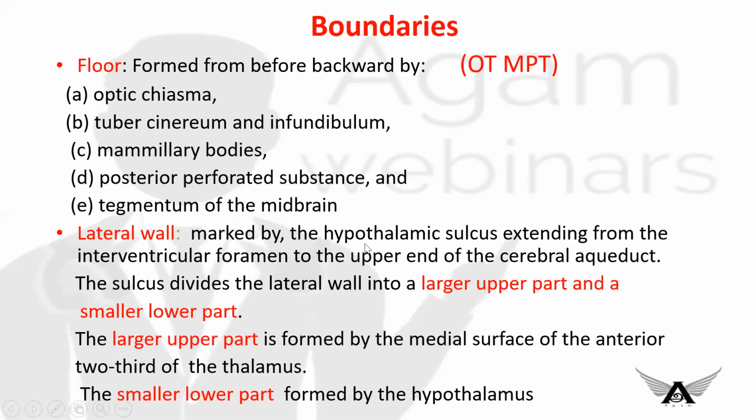You already know that the third ventricle is in the diencephalon. Diencephalon contains the thalamus and the hypothalamus. So the hypothalamic sulcus divides the lateral wall into a larger upper part and a smaller lower part. The larger upper part is formed by the medial surface of anterior two-thirds of thalamus. That is, the upper part is formed by the anterior two-thirds of thalamus. You can write it like that. The smaller lower part is formed by the hypothalamus. So thalamus on the upper side and hypothalamus below.